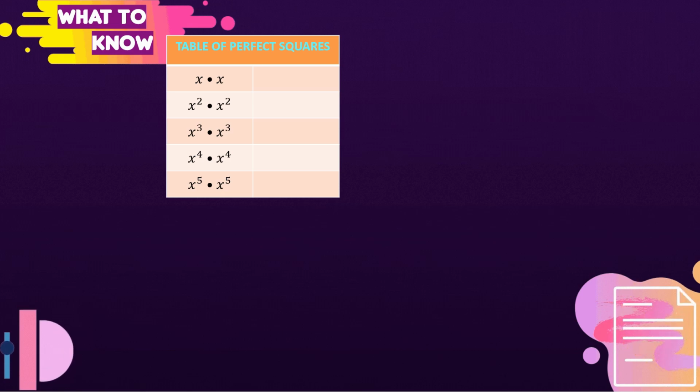We're done with the coefficients or constants. Now let's have the list of perfect squares given the variables. First, we have x times x equals x squared. X squared times x squared equals x to the fourth. X cubed times x cubed equals x to the sixth. X to the fourth times x to the fourth equals x to the eighth. X to the fifth times x to the fifth equals x to the 10th.